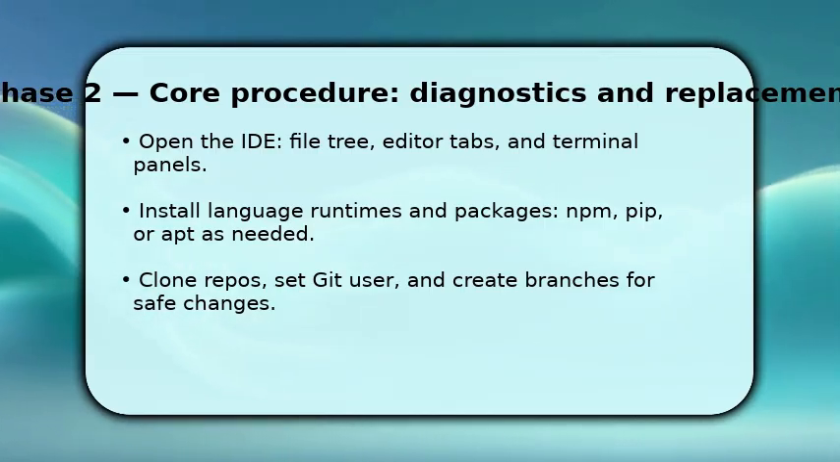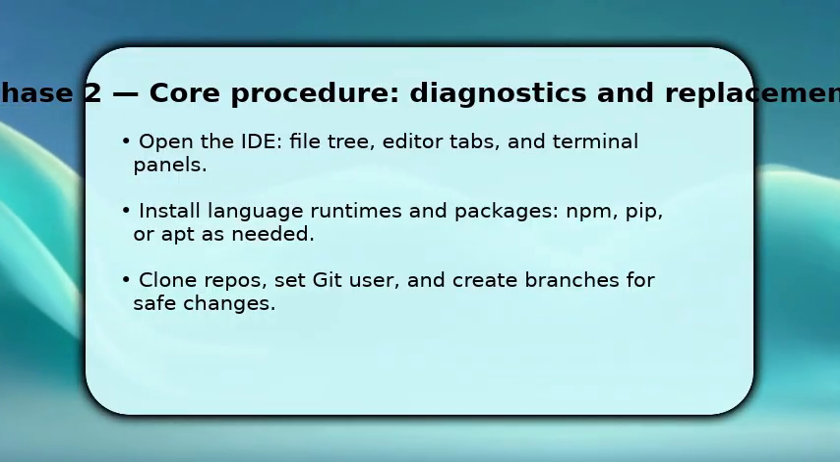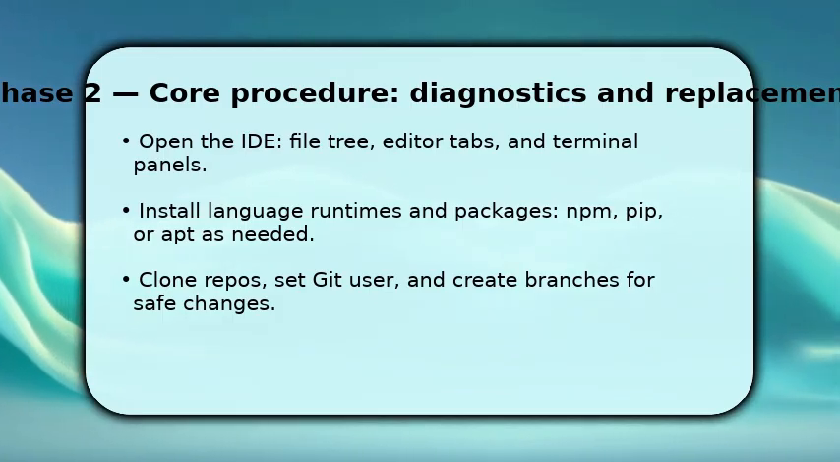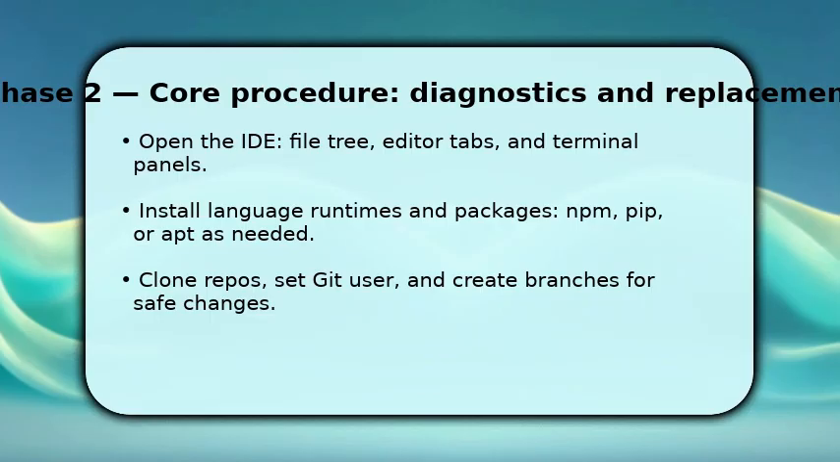Then clone your repository, set the Git user, email, and user name, and create a feature branch. Once you have this structure in place, you can run tests and iterate without risking the main branch.